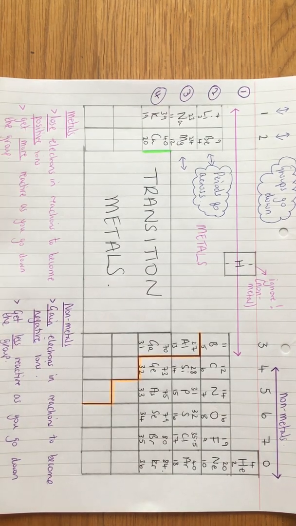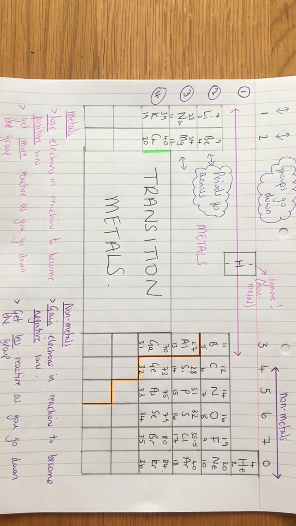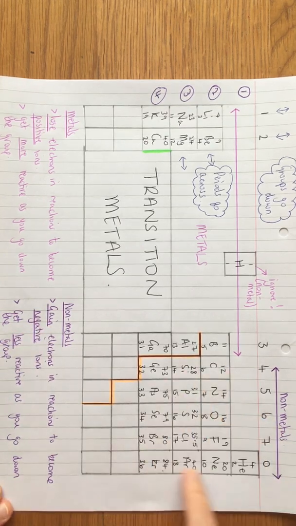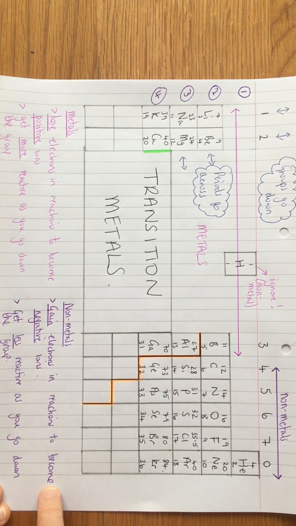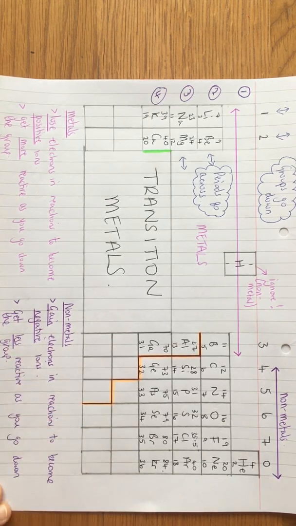So metals lose electrons in reactions to become positive ions. We are going to look at this in another couple of lessons' time. They get more reactive as you go down the group. Non-metals, so these ones over on this side, they gain electrons in reactions to become negative ions, and they get less reactive as you go down the group.